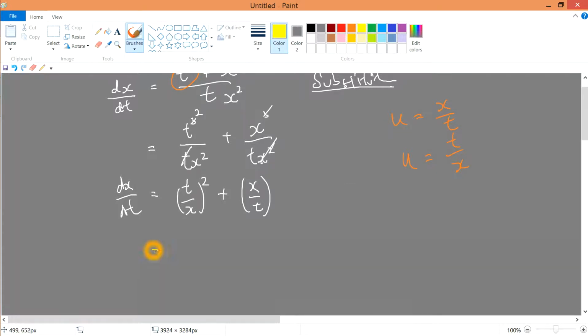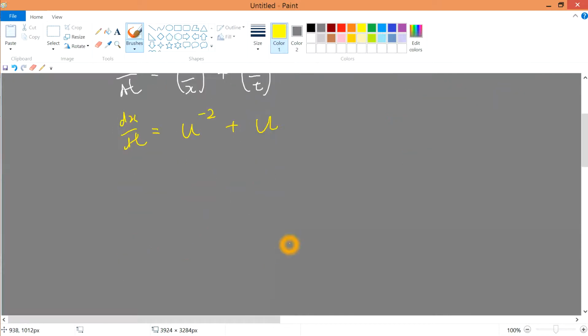Therefore dx/dt equals u to the negative 2, because u equals x over t, so u to the minus 1 is t over x. Because this is t over x, we have u to the minus 1, and this whole thing is squared. I hope you get what I mean. And therefore plus u. It seems pretty neat.